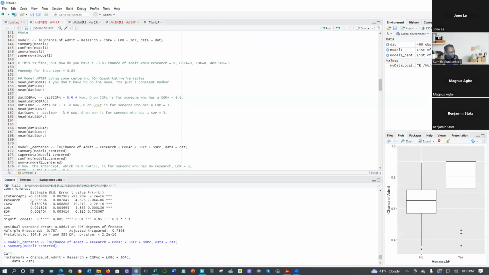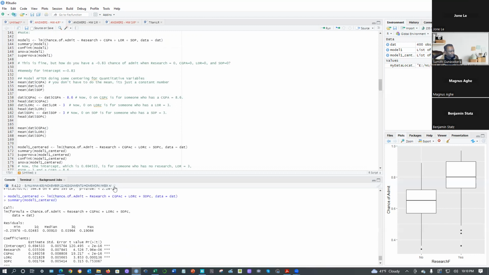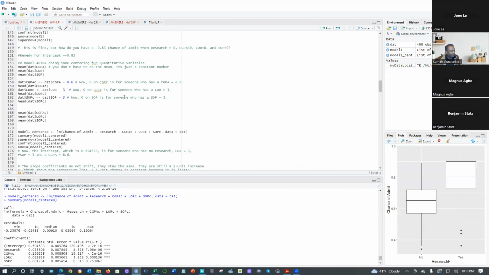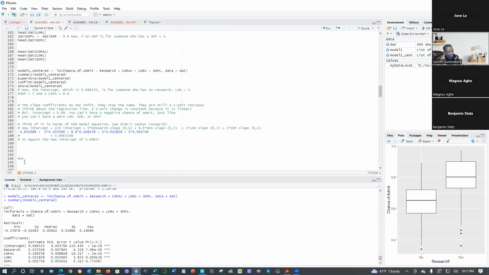0.169258. With centering or without centering, the coefficients, the slopes, stay the same because this is a ratio. Because of the ratio, they stay the same. The slope coefficients do not shift. They are still a 1 unit increase. Think about the regression line, a unit change, because it is linear. But the intercept is 0.69. You can't have a negative chance of admit, just like you can't have a 0 LOR, SOP, or GPA. Now what are you gonna do?